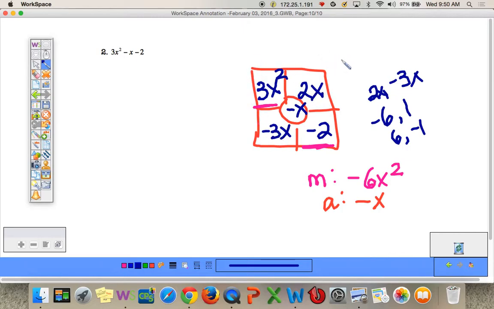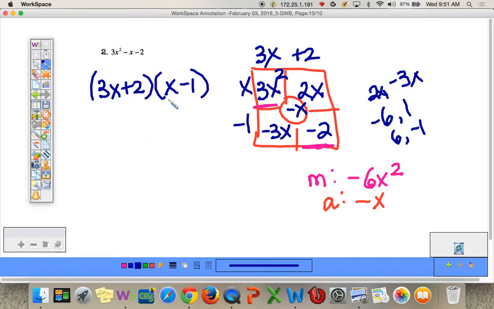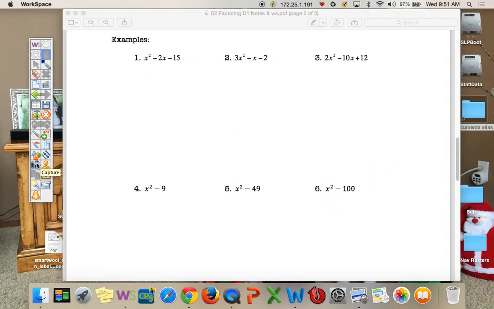Now I have to get the outside. So I want two things that multiply to 3x squared. And I know that's 3x and x. Now I have to be careful where I put the 3x, because I know that 3x times a number will give me negative 3x. If I were to put the 3 over here, it would be really hard to get the 2. So the 3x goes on top the way that I set it up. And I know that 3x times negative 1 is negative 3x, and x times 2 is 2x. To check my answer, 2 times negative 1 is negative 2. So this is 3x plus 2 times x minus 1. Here are two factors that multiply to what I started with. All right, let's try the next one.